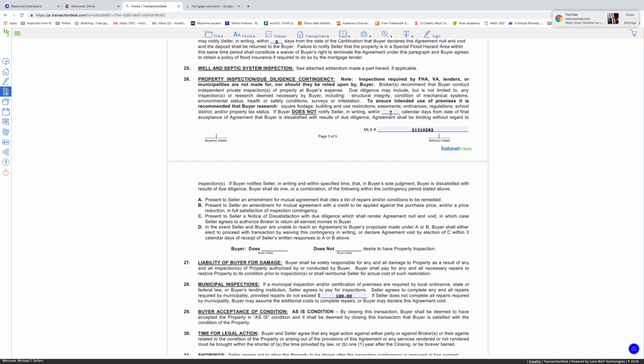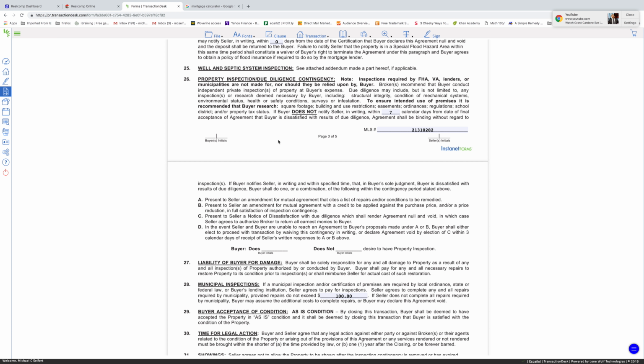Sometimes this is 10 days. Industry standard is usually 7 from my experience. It could be 10 if it's over a holiday weekend, like Columbus Day or something. Now, if your buyer goes into a property, they're going to initial first down here that they do want an inspection. You can look through this and read this clause while I'm talking and understand.